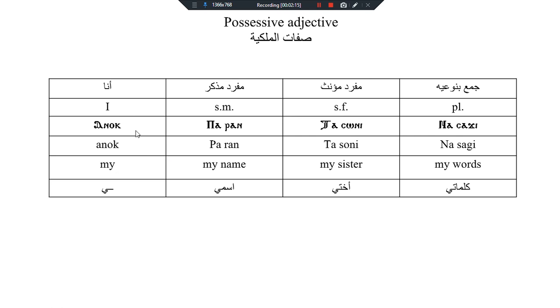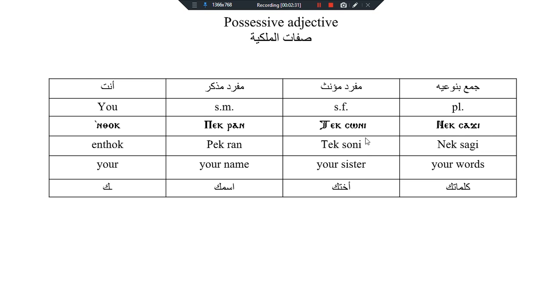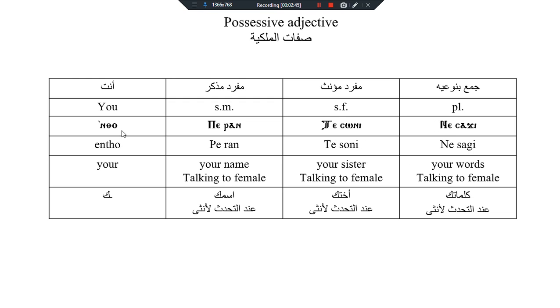Anok means I. My name, the word for name is ran, so I won't say my name, I say Paran. I won't say my sister, I say Ta Soni. I won't say my words, Nasaji. When it has to do with you, I won't say your. So I say your name, Pikran, your sister, Tiksoni, Niksaji means your words. When it has to do with your for feminine, I say Piran means your name, Tisoni, your sister, Nisaji, your words.